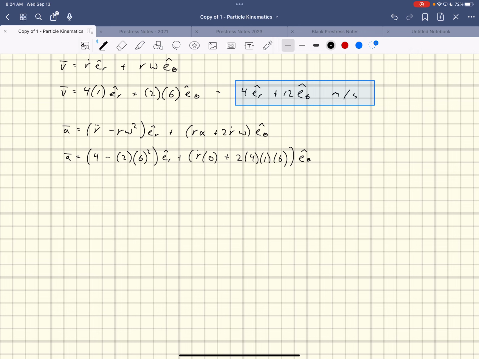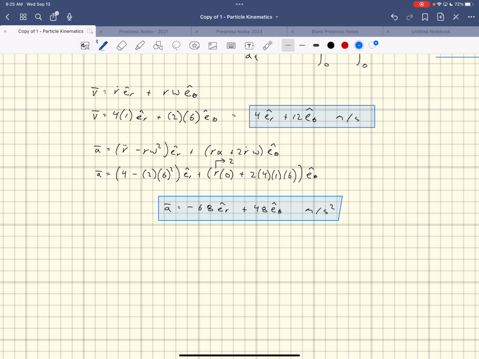I guess technically we know what this r is too. It gets multiplied by 0, so it doesn't affect the answer, but that r is 2. We figured that before. And what you get is my acceleration vector is going to be negative 68 in the e_r direction plus 48 in the e_theta direction, meters per second squared. And again, I think the problem statement did ask for the magnitude, so you do the square root of the sum of the squares of those values.